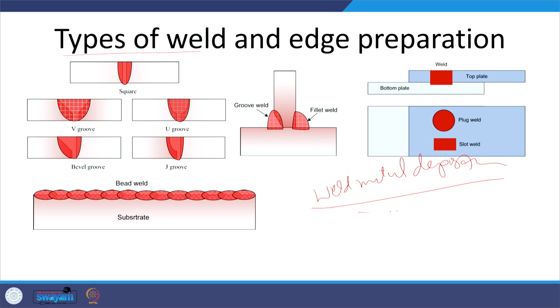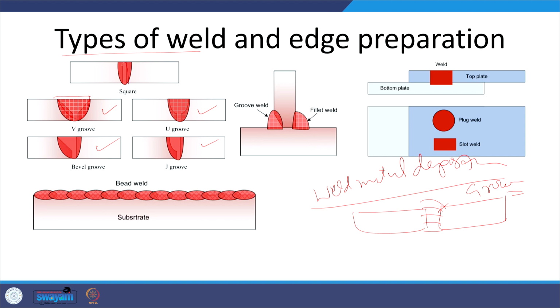When we have a groove like this, whether it is square or V, and metal is filled in the groove, then we simply call it a groove weld. These are the different types of grooves, like V groove, U groove, bevel groove or the J groove. And metal is simply filled in this.